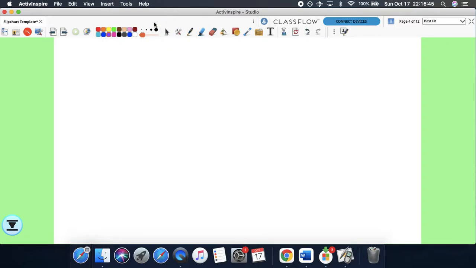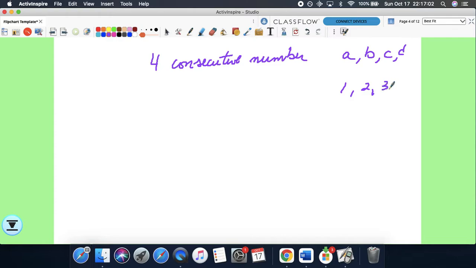So four consecutive numbers. We have four consecutive numbers, and right now they're represented by the letters A, B, C, D. So first of all, what are consecutive numbers? Well, 1, 2, 3, 4 are consecutive numbers. 88, 89, 90, 91 are consecutive numbers. -4, -3, -2, -1 are consecutive numbers. So ones that follow each other.